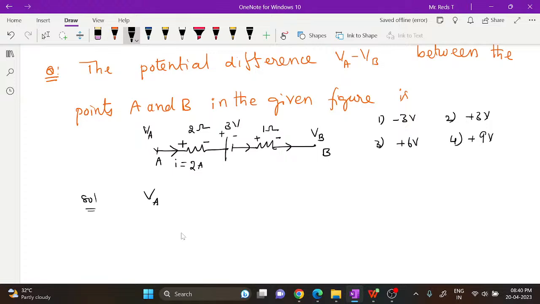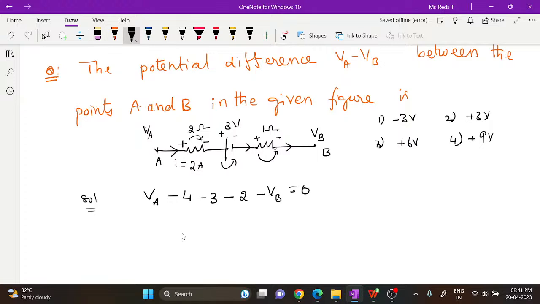for the resistor, as we are going from plus to minus, the potential difference is negative, and it is IR. I is 2, R is 2, 2 into 2, 4. Now for the cell, we are going from plus to minus, so it is minus, its potential difference is 3 volts. And again for this resistor, we are going from plus to minus, so it is again minus, so its potential difference is IR. I is 2, R is 1, 2 into 1 is 2, and as current is going from higher to lower, minus VB, so it is equal to 0.